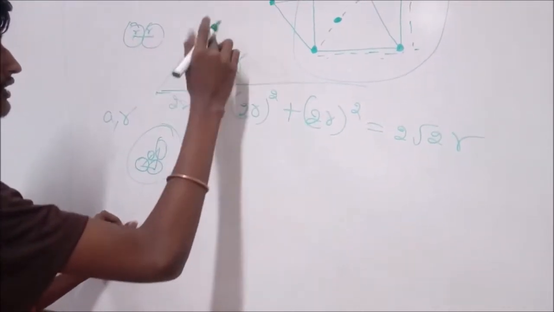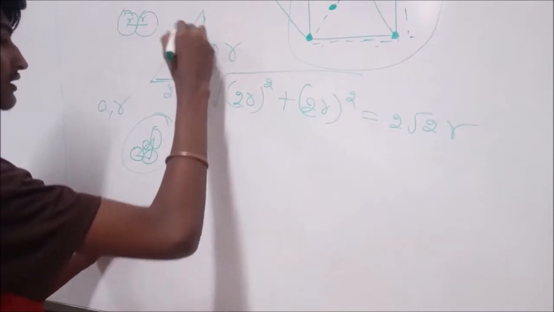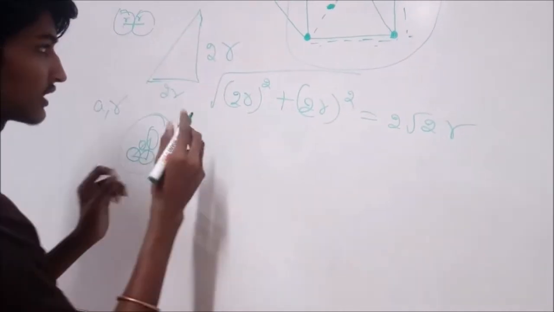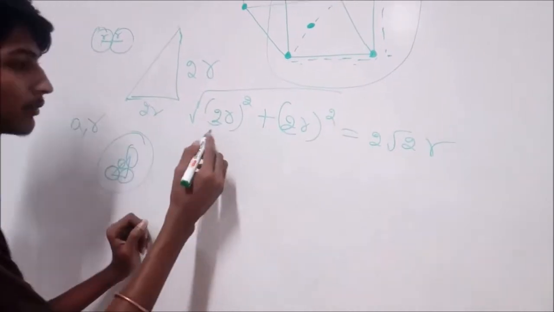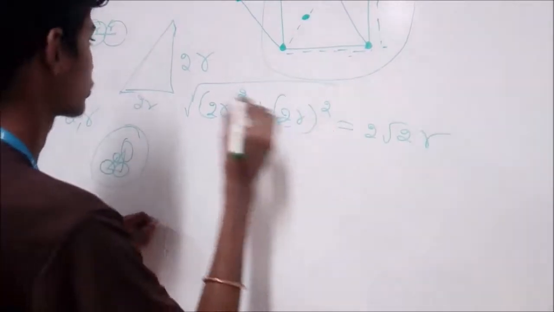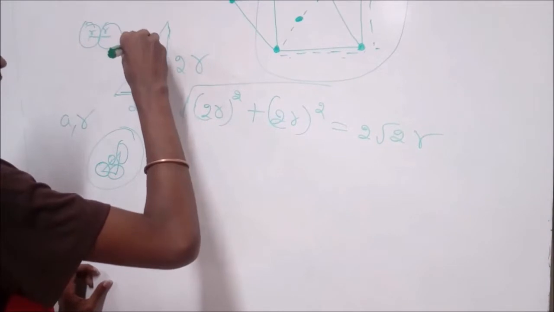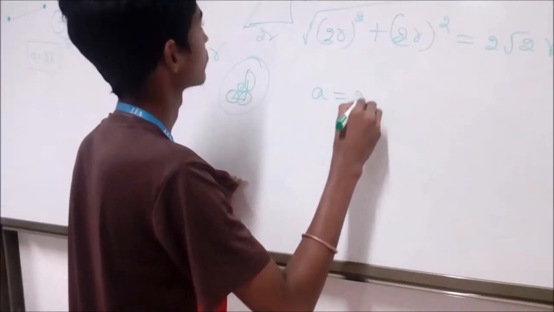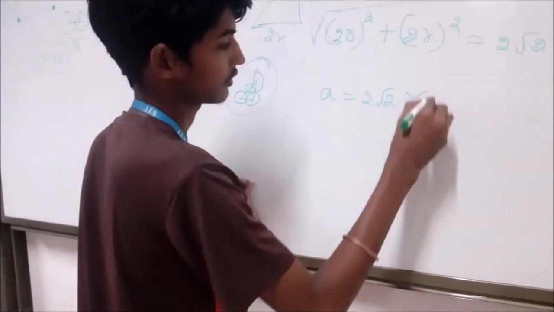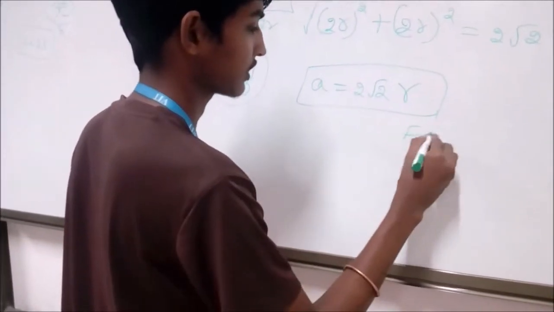But in this case, we have three atoms, so we have to calculate the mean distance between them. From the Pythagoras theorem, the square root of 2R square plus 2R square is 2 root 2R. This is the mean distance. So the relation between A and R becomes A is equal to 2 root 2 R. This is in the case of an FCC.